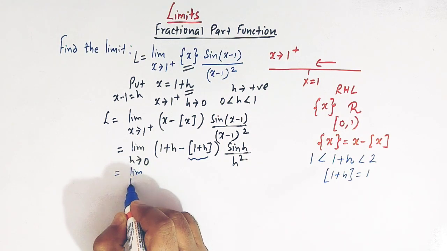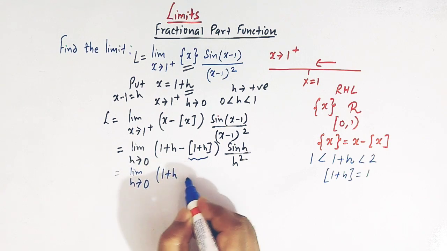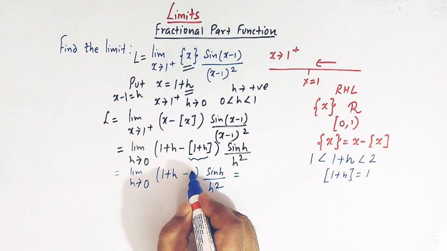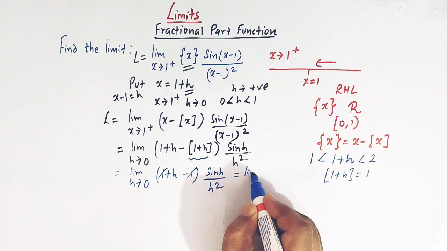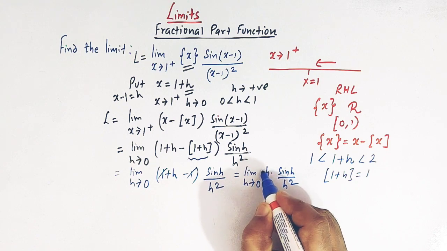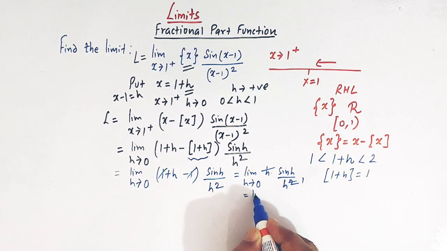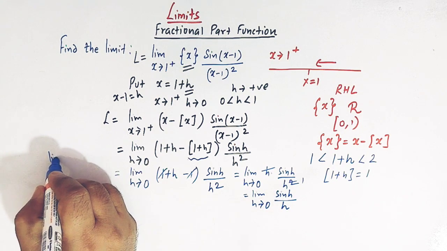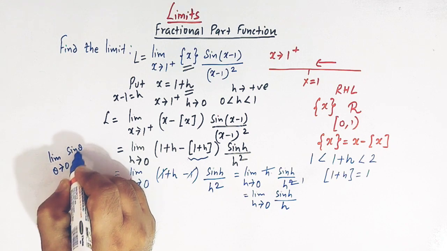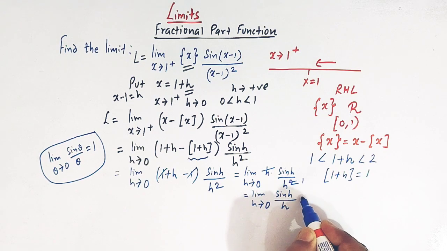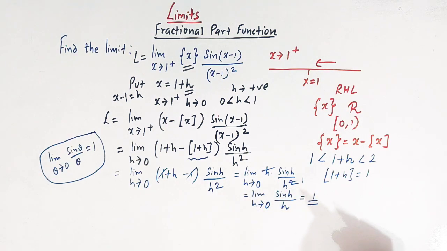So now we can write limit h tends to 0, and here we have (1 plus h minus 1), and here we can write sine h over h square, right? So here 1 and this 1 get cancelled, so we are left with limit h tends to 0, and here we have h times sine h over h square, and this h and this h get cancelled, so we are left with limit h tends to 0, and we have the well-known limit, that is limit theta tends to 0, sine theta over theta is equal to 1, right? So here we have limit h tends to 0, sine h over h, and that is simply equal to 1, right?